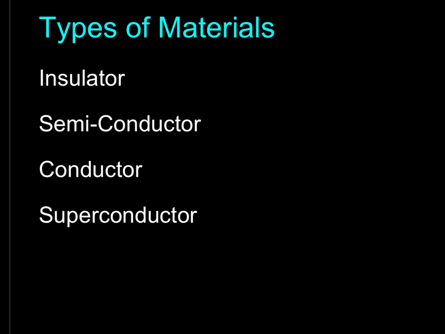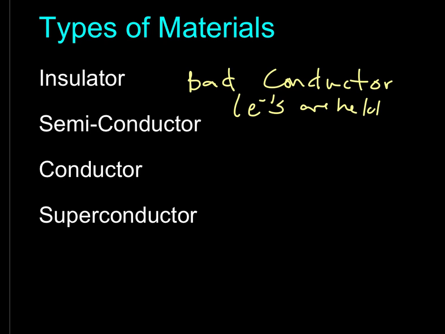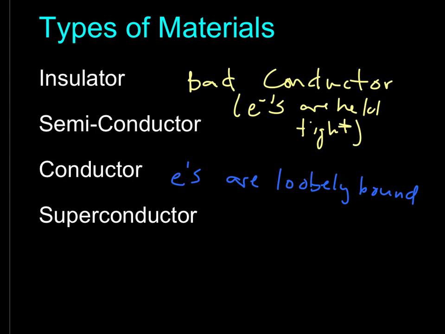So then what we do is we figure out how well it conducts. If it is a bad conductor, it is an insulator. All insulator means is a bad conductor, and we'll say that the electrons are held tightly, as opposed to a conductor where the electrons are only loosely bound. That means they can flow and run around places. It means you can run a current through them, which we'll get to later.